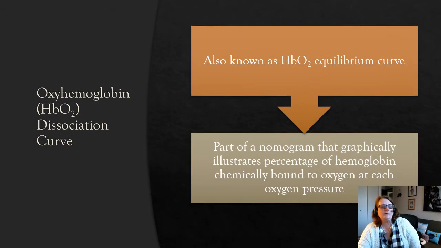The oxyhemoglobin dissociation curve is also known as the hemoglobin-oxygen equilibrium curve. It's part of a nomogram that graphically illustrates the percentage of hemoglobin chemically bound to oxygen at each oxygen pressure, or PO2. It also shows the content of oxygen.